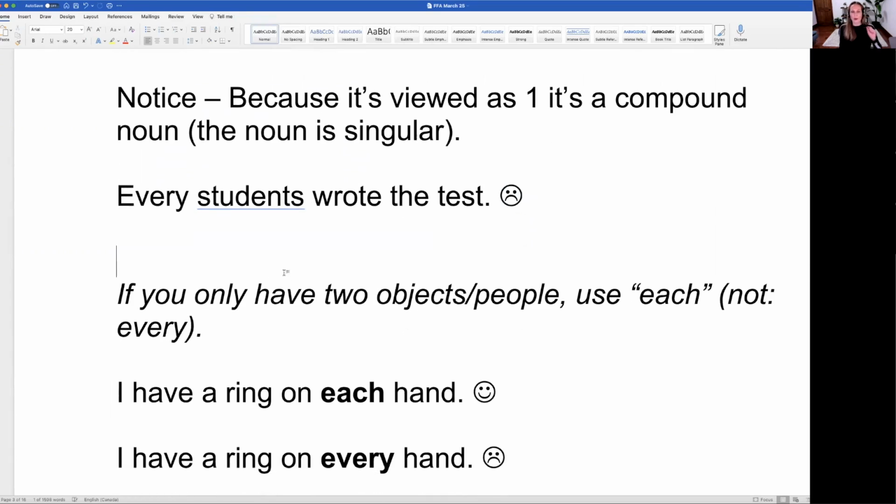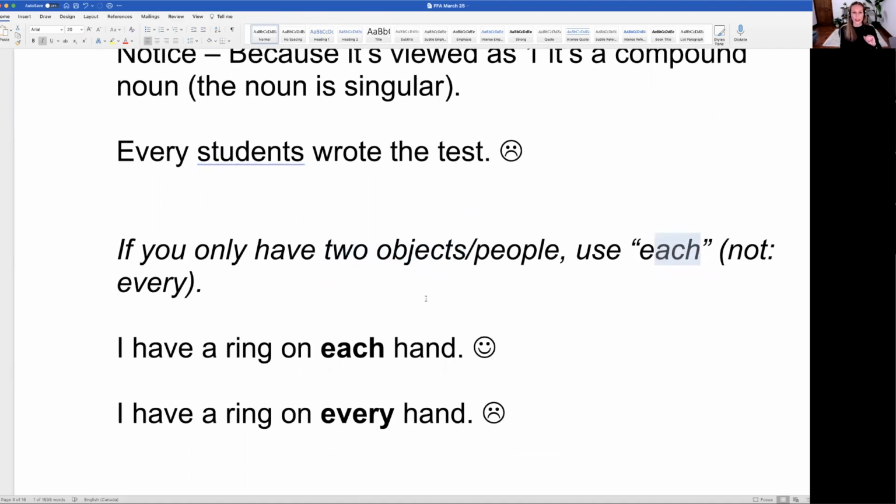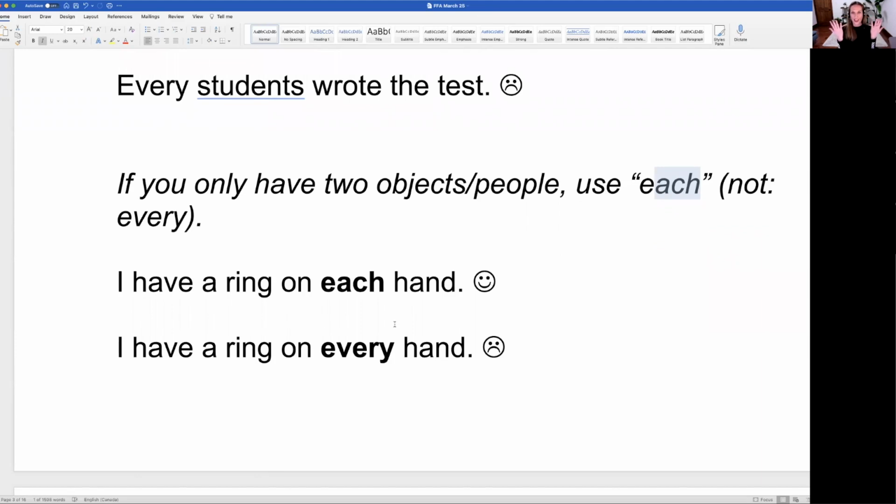Now, if you only have two objects or two people, then you have to use each. You can't use every. Okay, so here I have two hands, right? So we can use with objects or people. So I have two hands and I can say I have a ring on each hand. I can't say I have a ring on every hand because I only have two hands and we don't use every with two. So just remember that. Each, it has to be two objects.